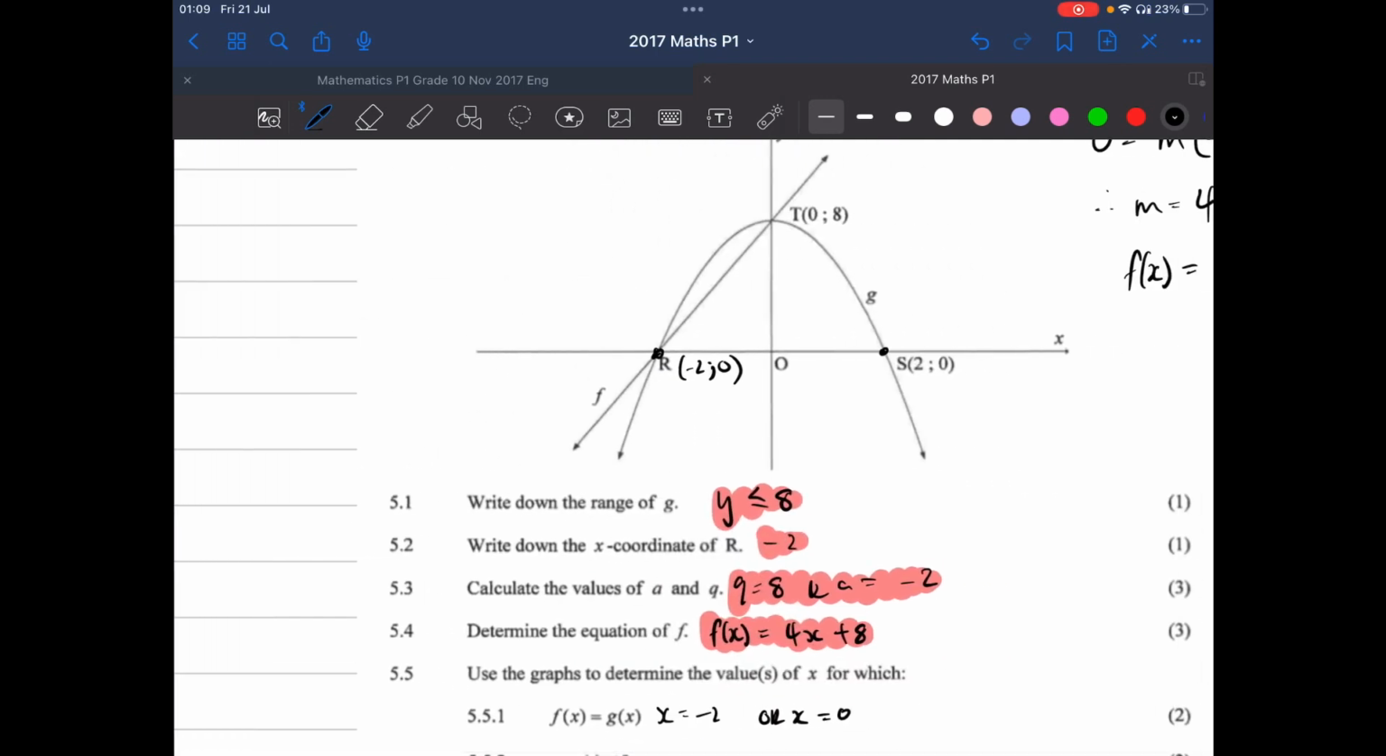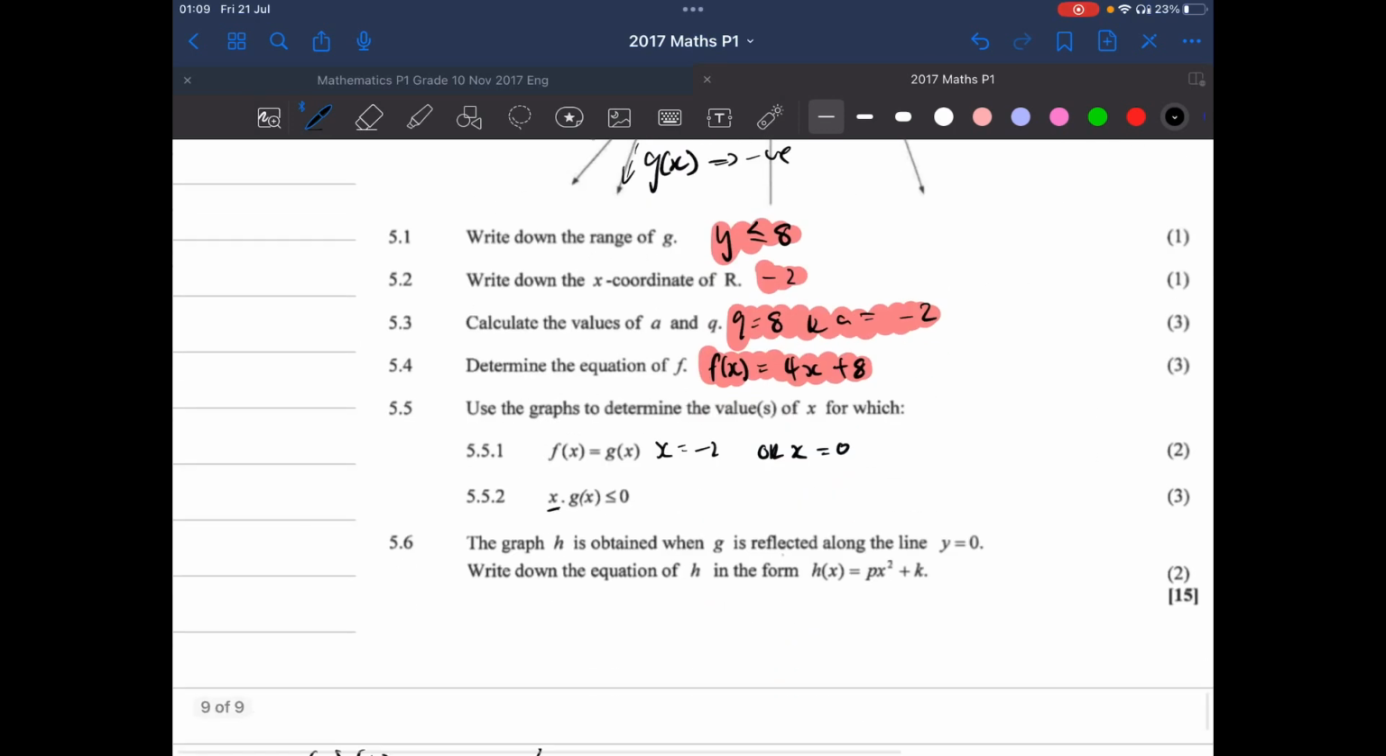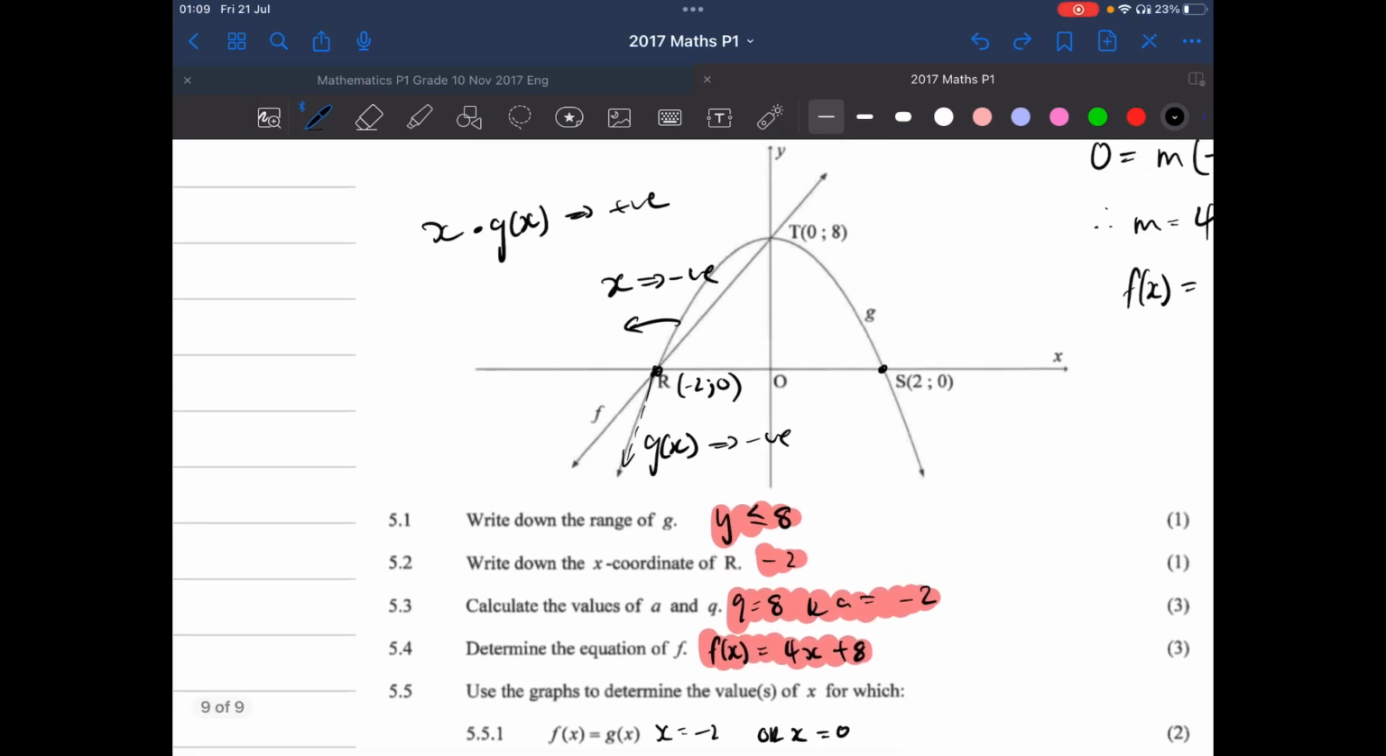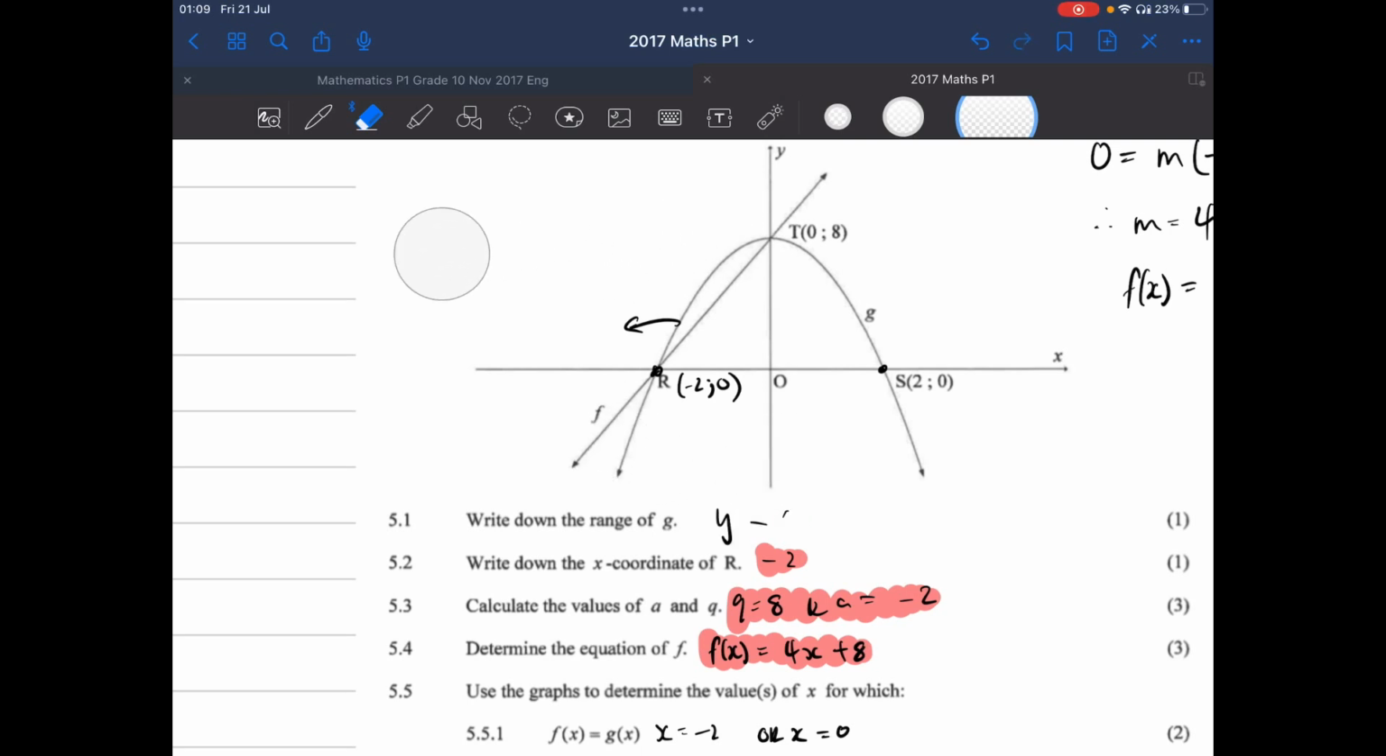Now if I keep moving in this direction and I go down, you can see that my x values are going to be negative, but my g of x values are going to be negative as well. So if I multiply that now, if I have x times g of x, I'm going to get something positive, which isn't what we want. We want something negative because it's less than 0. So it's not going to work in that direction. Let's reconsider.